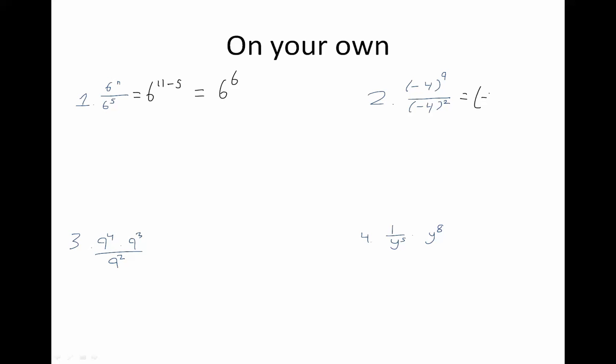This here is negative 4 to the 9th divided by negative 4 squared, which is negative 4 to the 9 minus 2, or negative 4 to the 7th.